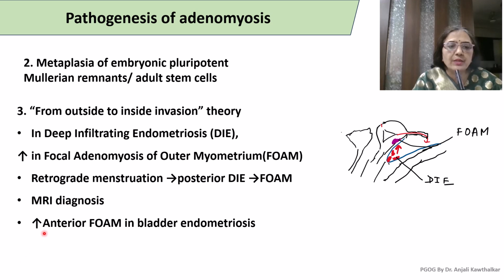Now, what is interesting is even with anterior, whenever there is a bladder endometriosis, there is an increase in anterior FOAM. What is anterior FOAM? Anteriorly there is a focal adenomyosis of outer myometrium. This is very interesting terminology, and I was quite surprised to find this terminology, FOAM, that there is a presence of adenomyosis, focal adenomyosis, which is specifically affecting the outer myometrium, and that is why there is a ground to apply this theory, at least to some cases of adenomyosis, the outside to inside invasion theory.